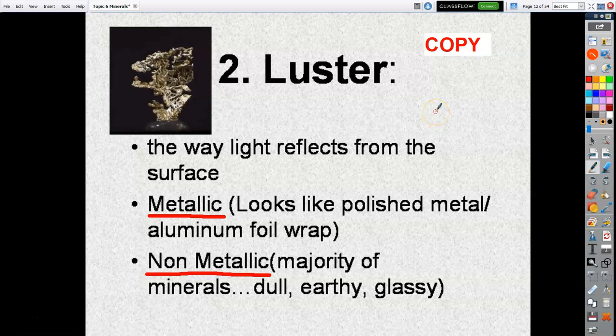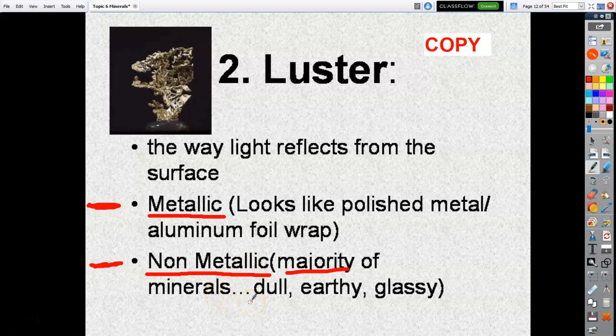Luster. Luster is a very good test. On the back of your reference table, the first column way over on the left-hand side will tell you which minerals are metallic. There are two groups, metallic luster and non-metallic luster. Most of your minerals, the majority of them, are non-metallic.